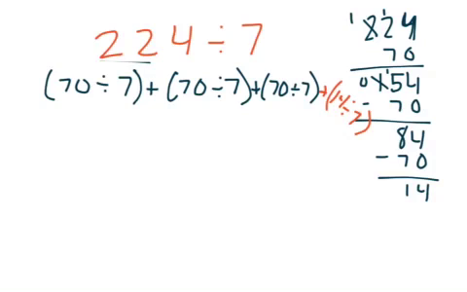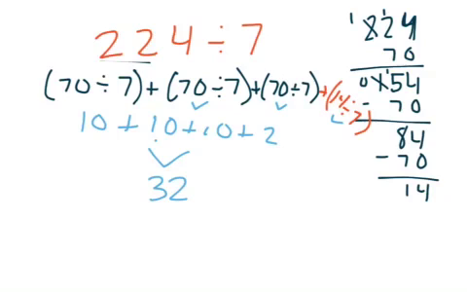Alright, now finally I have to go and I have to solve all these pieces. But I made it really easy for myself because I know what 70 divided by 7 is. That's 10. Plus, this one over here is also 10. Plus, this one here is also 10. And finally, that is 2. Now 10 plus 10 plus 10 is 30. Plus 2 more gives me 32.